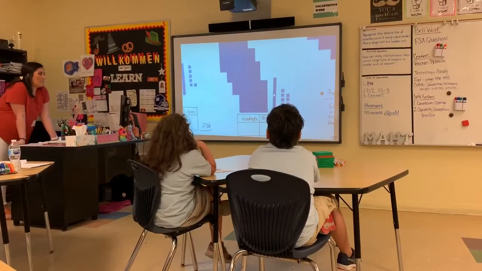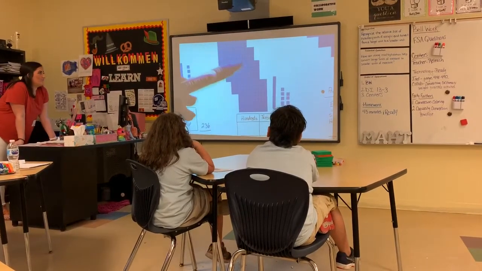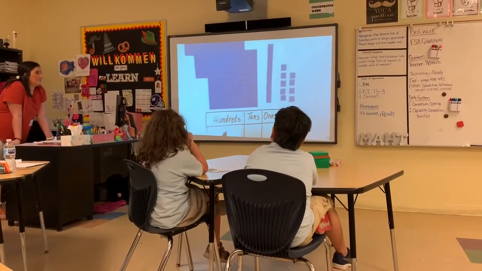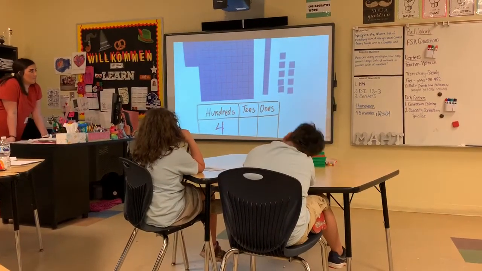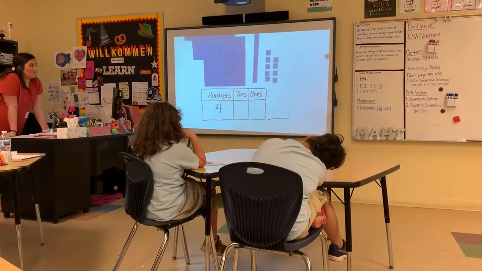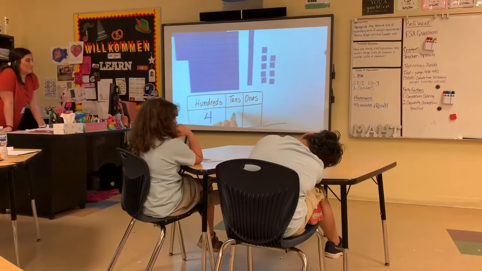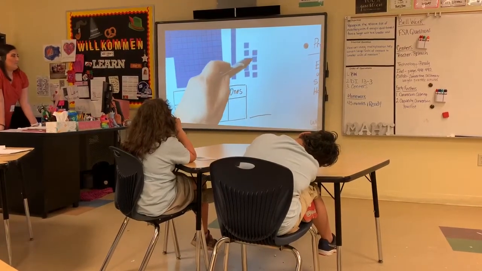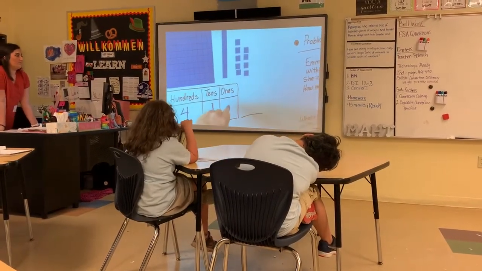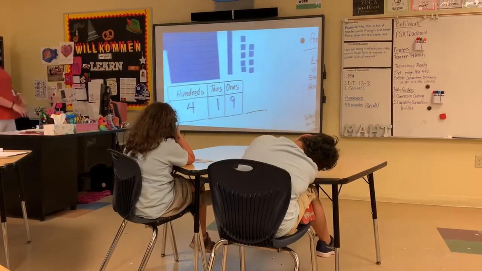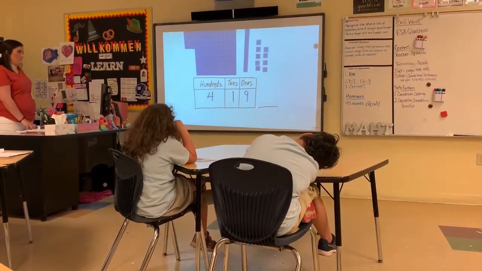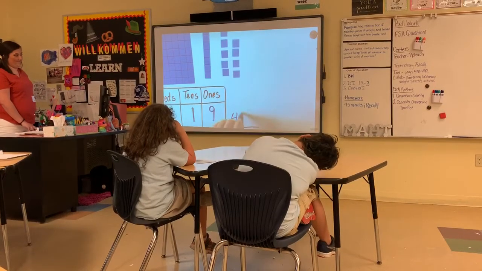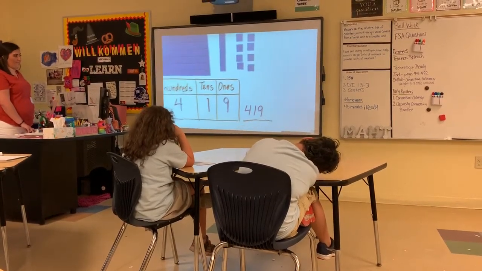How many hundreds do we have? 100, 200, 300, 400. There are 4 hundreds here. How many tens? Just 1. How many ones? 5, 6, 7, 8, 9 ones. And the number we have is 419. You guys were correct. We write a 4, a 1, and a 9. We have 419.